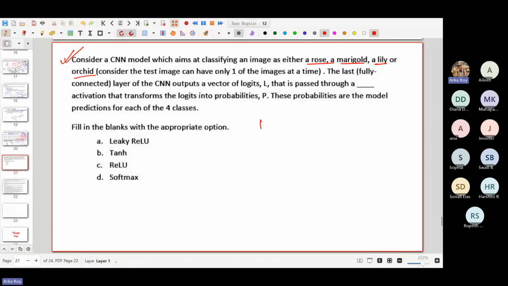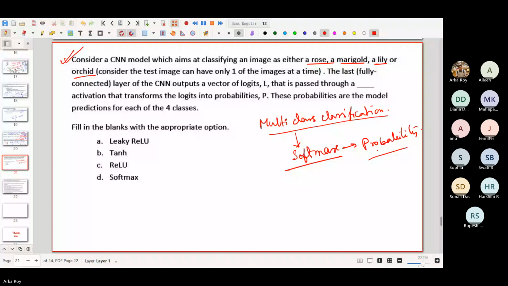For multi-class classification, what activation function do we use at the last layer? Softmax. Yeah, softmax, because softmax gives you the probability values for each of the classes, the probability of occurrence for each class, right? So the last layer of the CNN gives you a vector of logits. It is passed through an activation, and this activation is softmax activation.